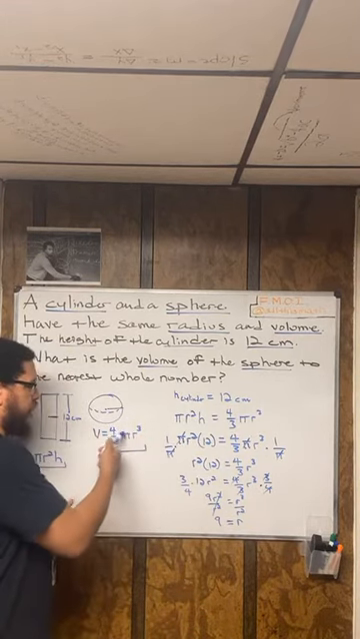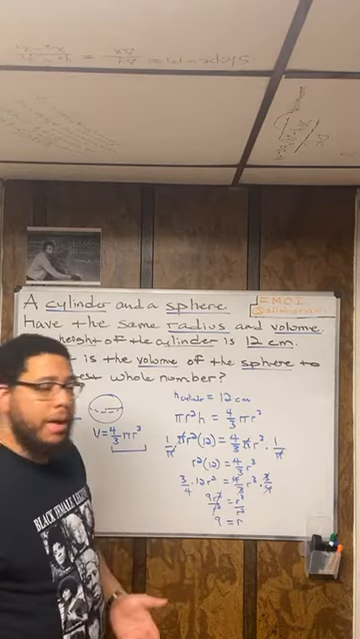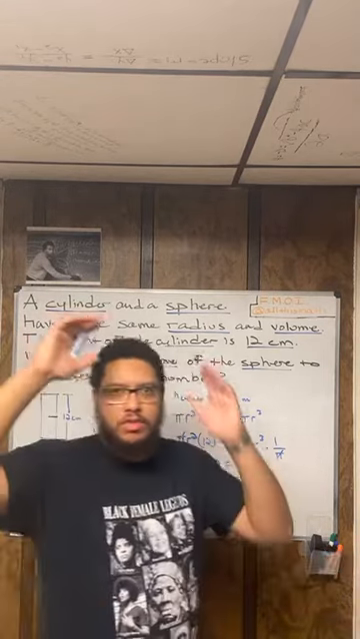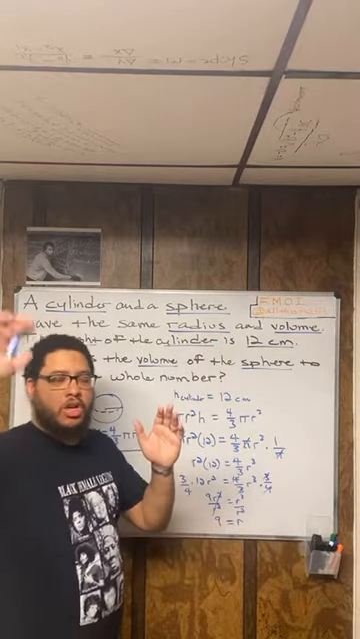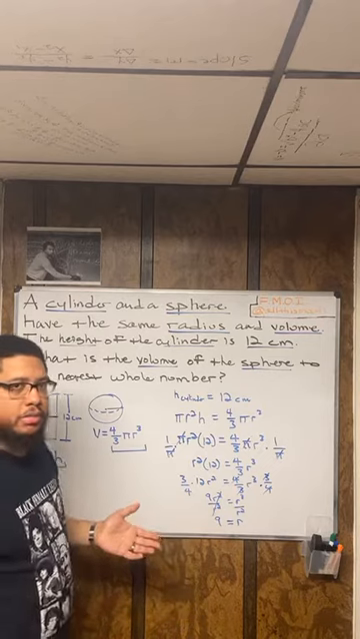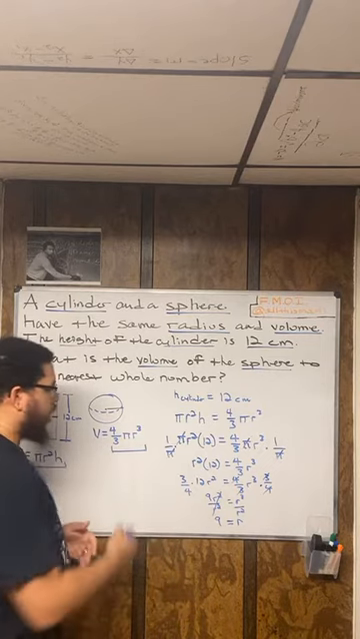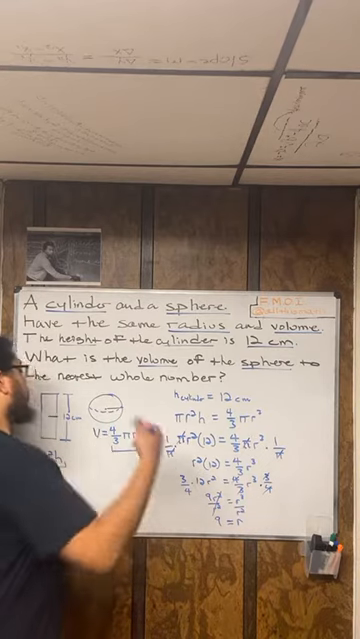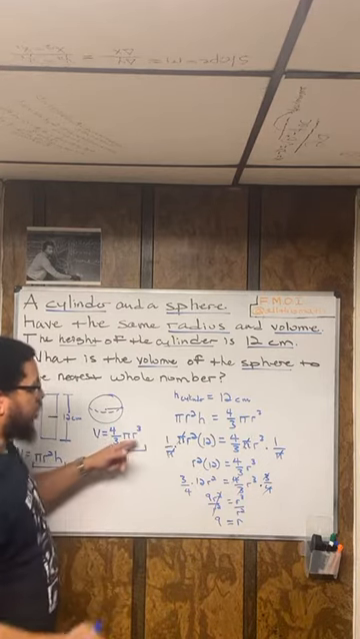I know 4/3 is a constant. That's a number. I can use that. I know what pi is. That's 3.1415926, and it goes on forever, right? Or I could just round it to 3.14, like Pi Day, March 14th and all that, right? But if I don't know what r is, I can't use this formula. But if I know what the volume is, I can solve for r.